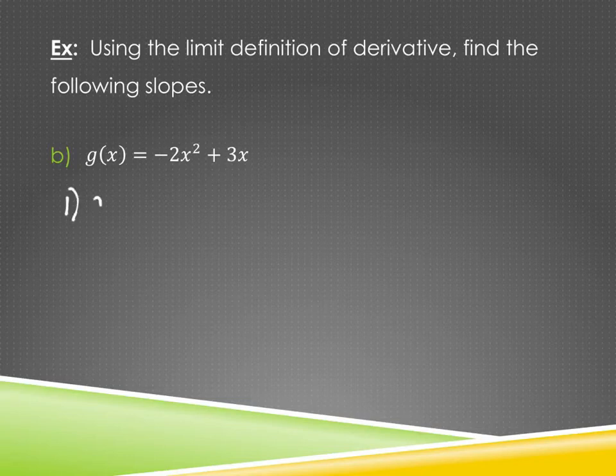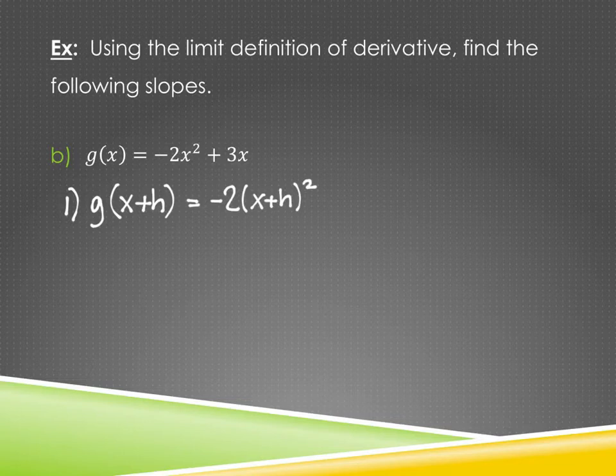Step number 1, this is my function g, so I'll call it g of x plus h now. That step means every place I have an x is replaced with x plus h. So negative 2 times x plus h squared, and then I have plus 3 times x plus h. Everywhere I have an x is replaced with x plus h. So it's often that you end up with an x plus h quantity squared.